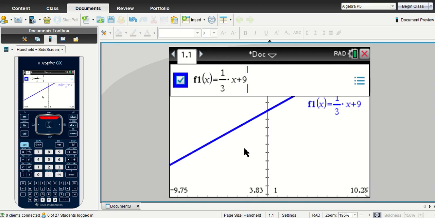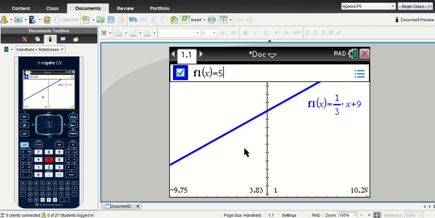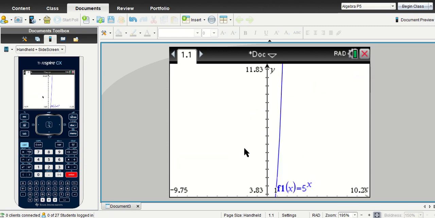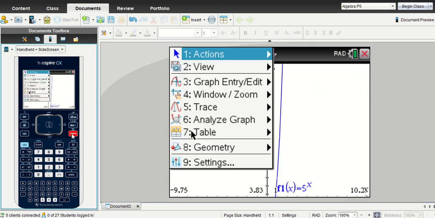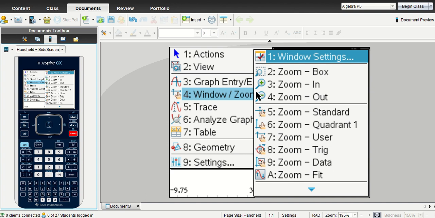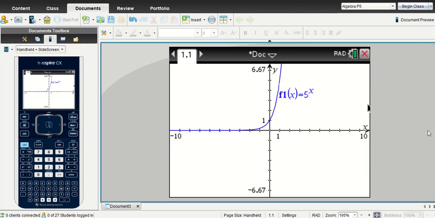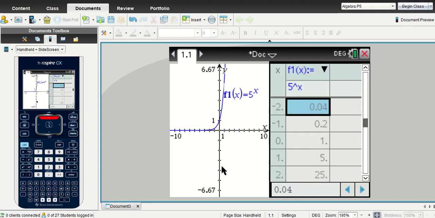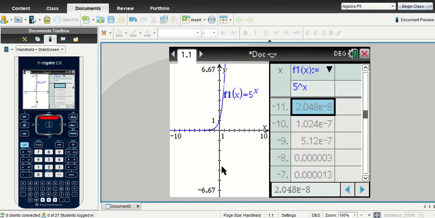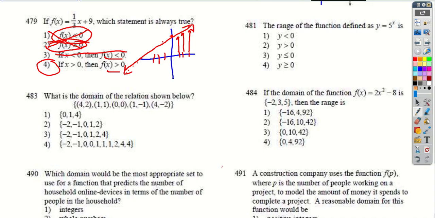Okay, for 481, we can just type that function in. Let's change this to 5 to the x. All right, and we're going to go back and go to zoom in a standard. So we'll get to see this. And we can see that as the graph increases, and as it goes this way, it gets closer to 0. Remember, that's called an asymptote. It gets closer to 0, but it actually doesn't become 0, but it gets really, really close. So this is going to be everything greater than 0. Y has to be greater than 0.